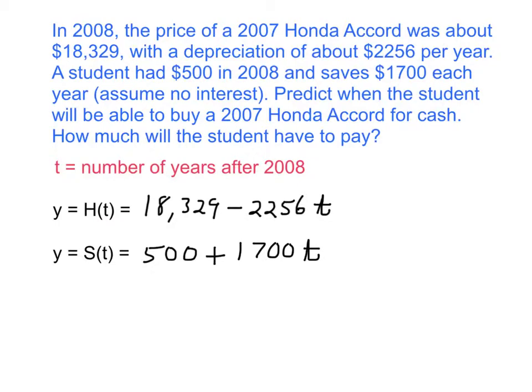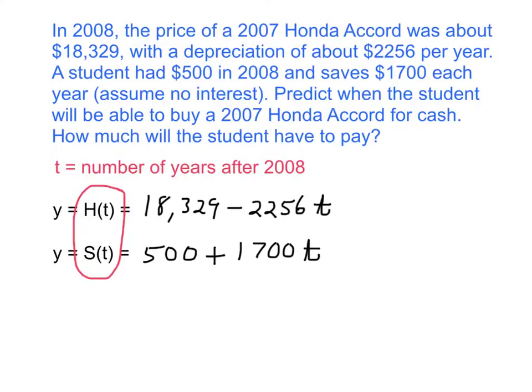And again, this gives us a system of equations. We have two different equations, and there's two variables. The variables are really t and y. You can kind of pretend that the h of t and the s of t aren't even there. They're just really there to show you that one is representing the Honda price and the other is the savings. But think of it just as y equals one thing and y equals another.